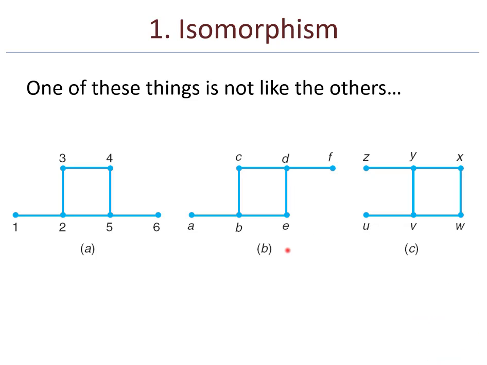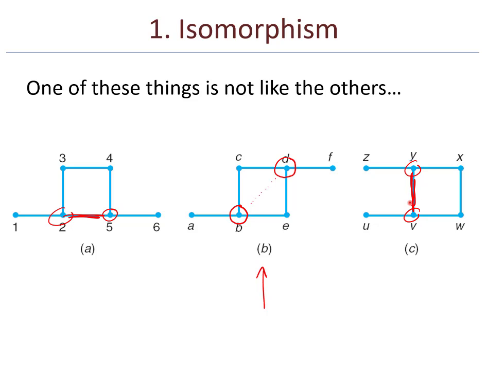Alright, so hopefully you identified B as the one that's different. And why is it different? Well, for me, one of the things I see in it is that it has two vertices of degree 3, and that's not different from the others. The others also have two vertices of degree 3. But what's different about this guy in the middle is that those vertices of degree 3 are not connected, whereas in the other two, those vertices of degree 3 are connected.